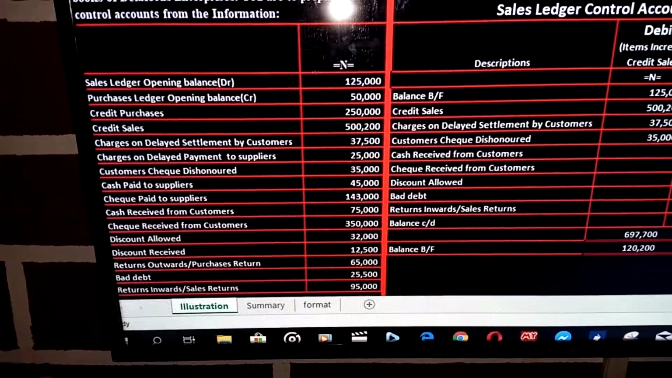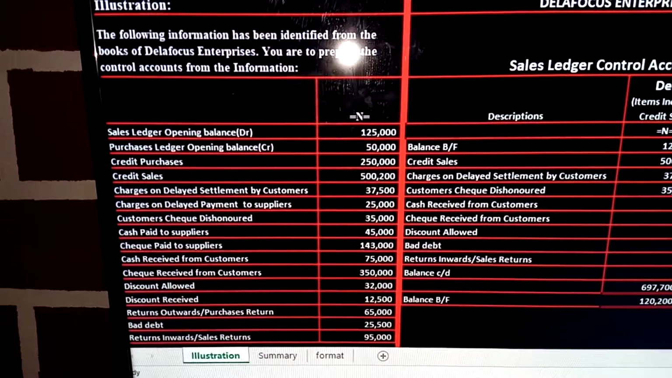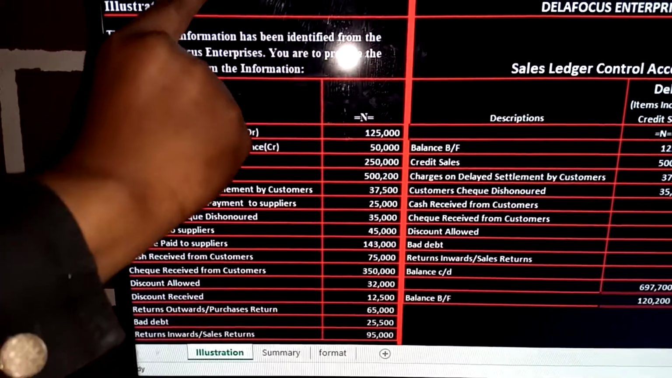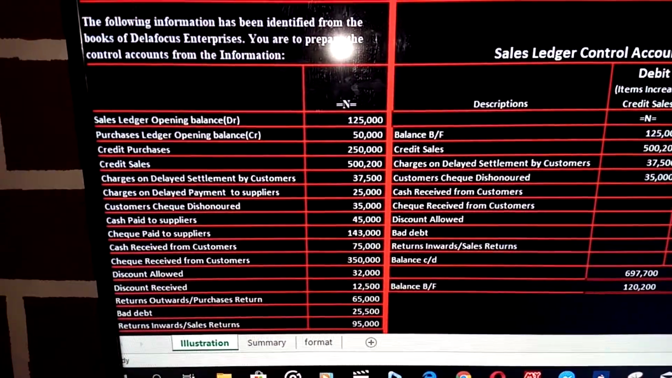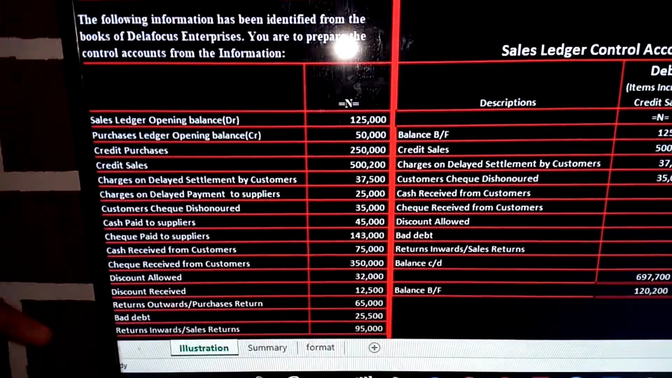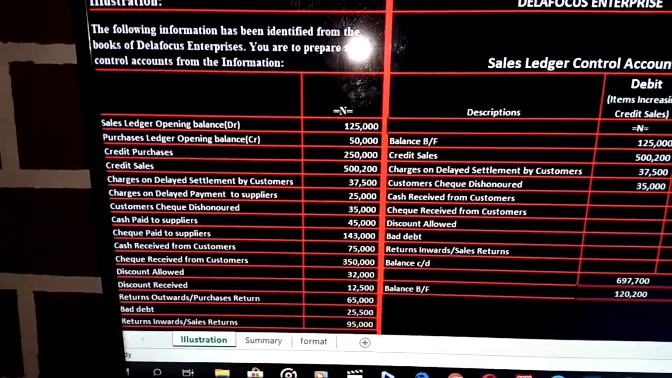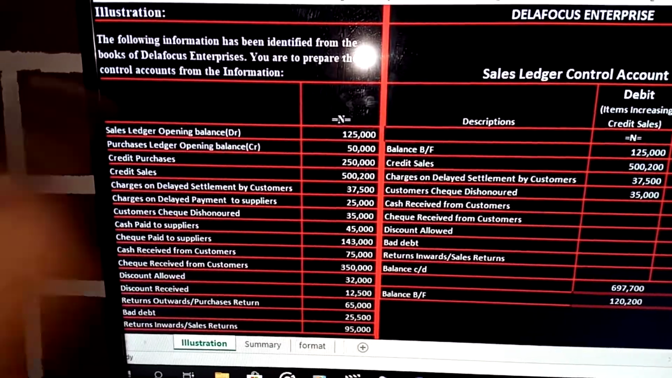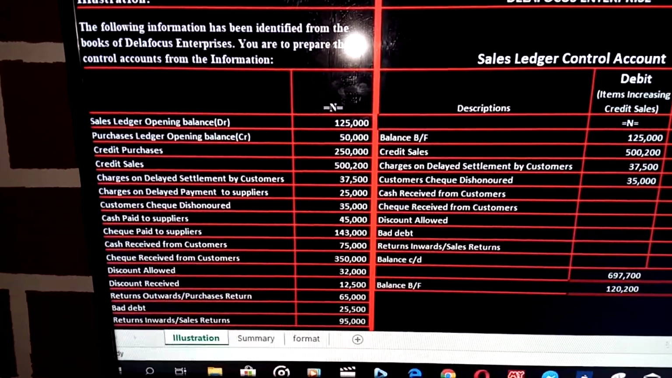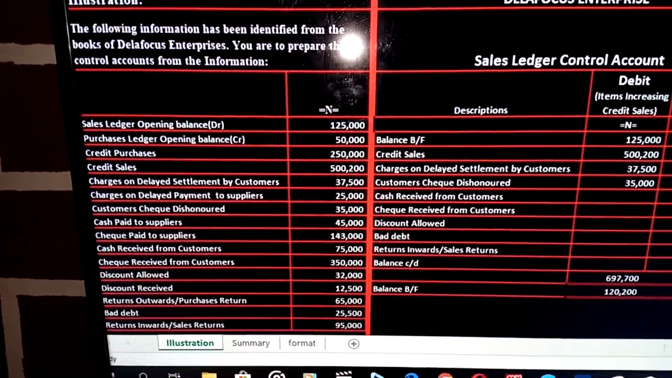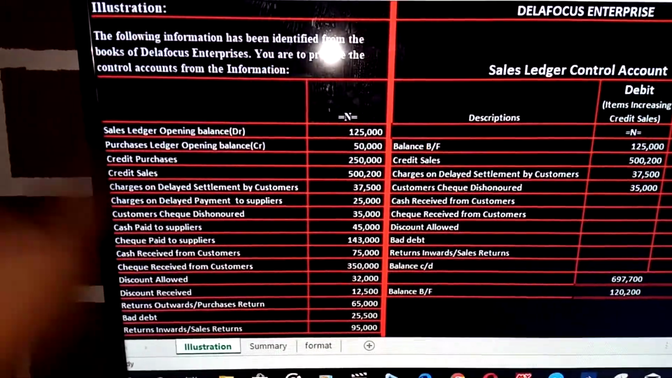Now, there's a combination of all the items. So you have to know which one is related to the sales ledger control account, and the one that is related to the purchase ledger control account. And once you identify the one that affects sales ledger control account, you ask yourself, is it increasing the debtors balance, or is it decreasing it? If it is increasing it, you debit. If it's decreasing it, you credit.